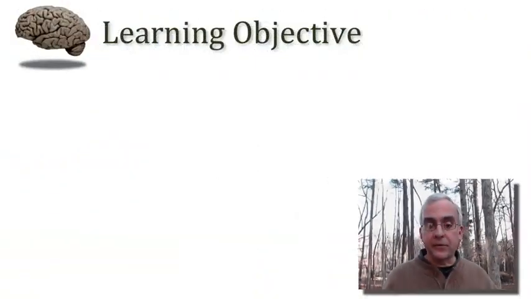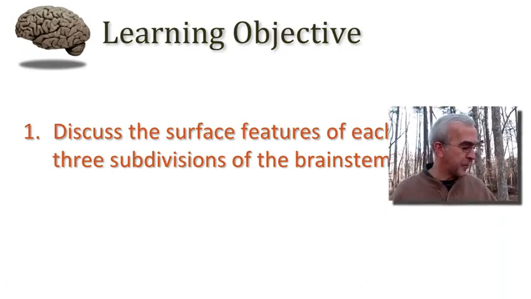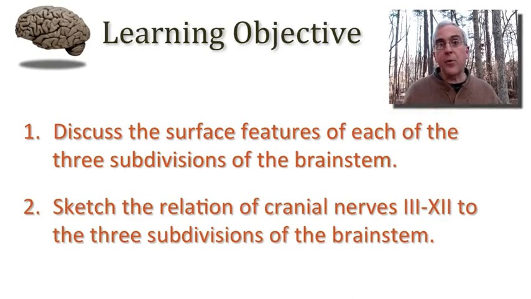Well, my learning objectives for you are: first, I want you to be able to discuss the surface features of each of the three subdivisions of the brainstem. And so in order to understand how the cranial nerves fit in, you need to know something about the divisions of the brainstem. And as you become more and more familiar with both the brainstem and the cranial nerves, I really want you to accomplish this learning objective. I want you to be able to sketch the relationships of the cranial nerves, specifically nerves 3 through 12, to the three subdivisions of the brainstem.